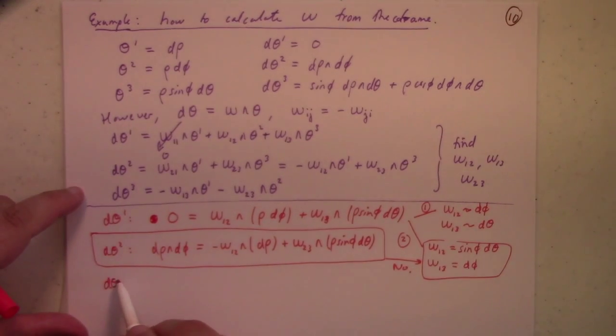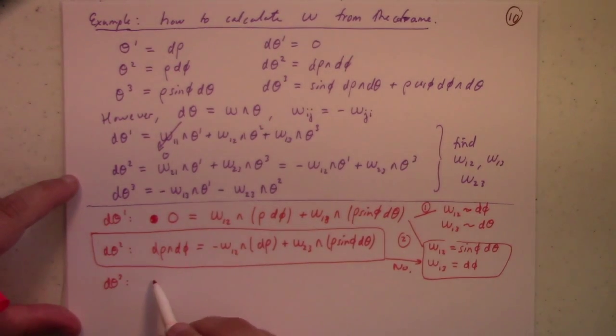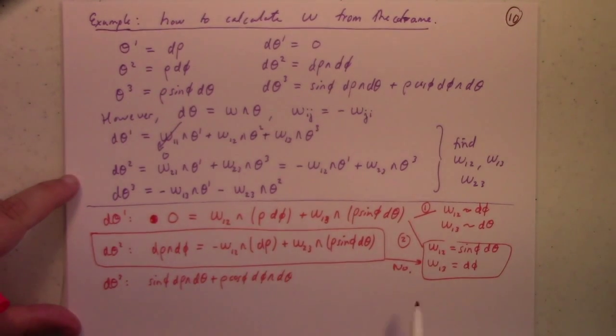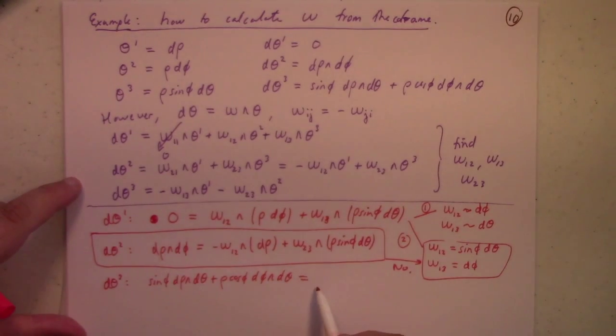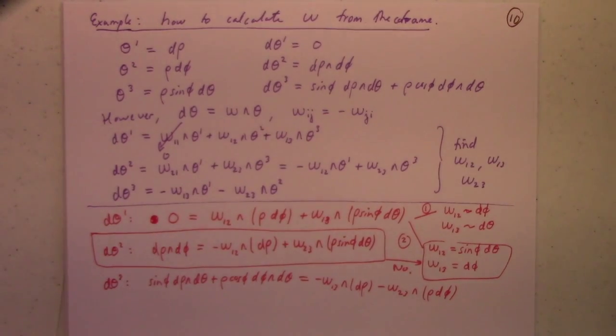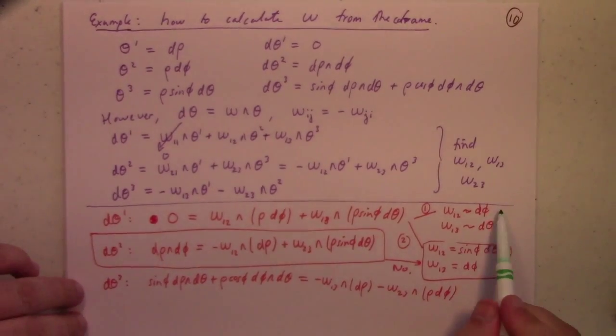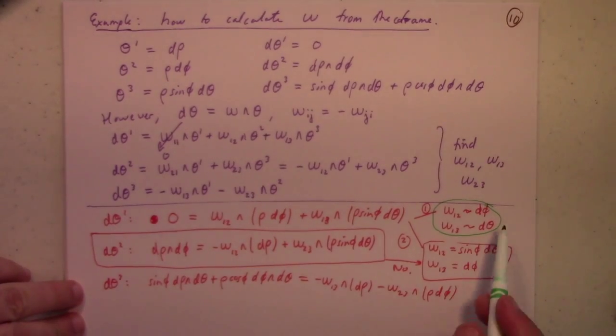All right, so then d theta 3, hopefully theta 3 doesn't cause us trouble with the omega 2,3 option. So we've got sine phi d rho wedge d theta plus rho cosine phi d phi wedge d theta. That has to be equal to minus omega 1,3 wedge theta 1, but theta 1, remember, was d rho, minus omega 2,3 wedge theta 2, but theta 2, remember, was rho d phi. All right, so to make this work, we made that choice, right?